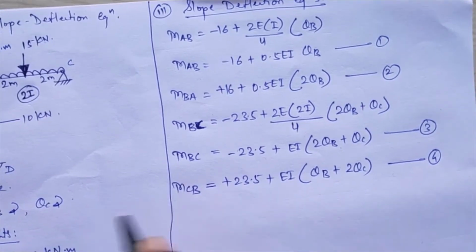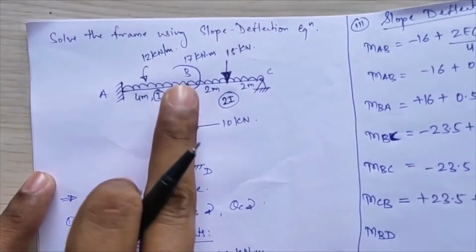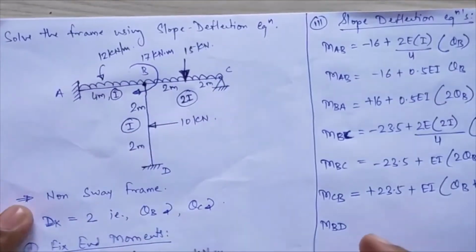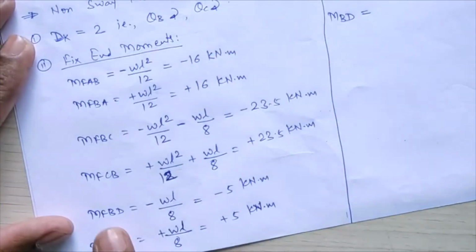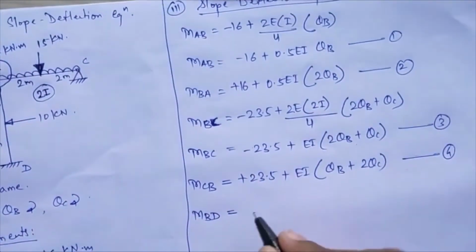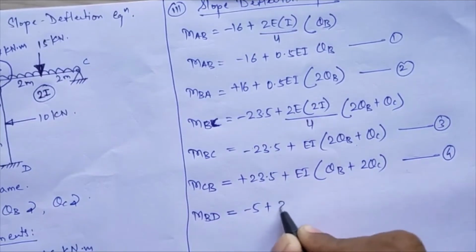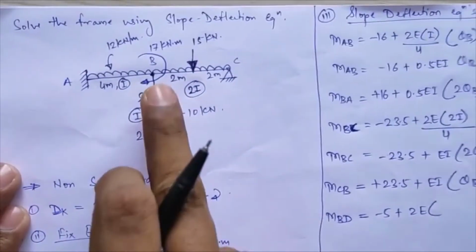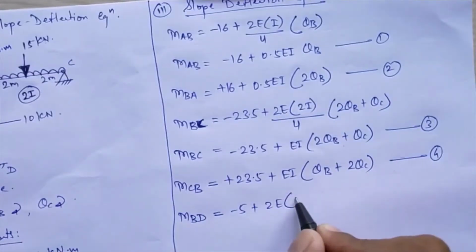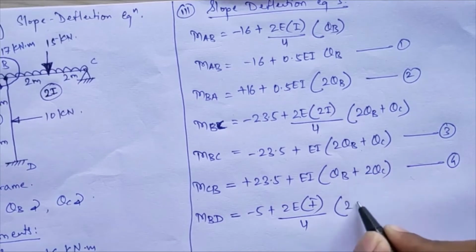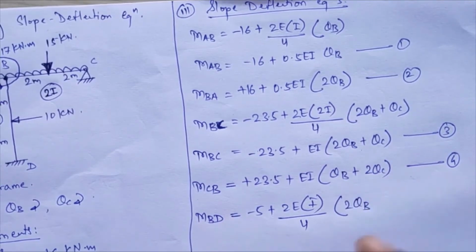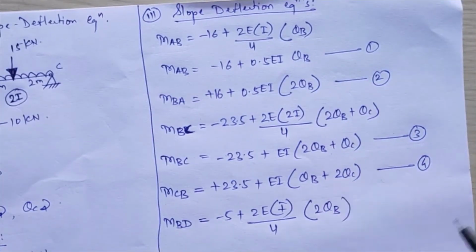Okay, now we'll go for the vertical member, that is MBD. This member. Okay, again fixing both these joints, MBD is equal to MFBD, that I have calculated as minus 5, plus 2E. The I value for BD is again equal to I, so that will remain as it is, divided by L of member BD, which is again 4, into the bracket: near end rotation will be 2 times theta B, and far end rotation theta D will be 0 as D is your fixed support.